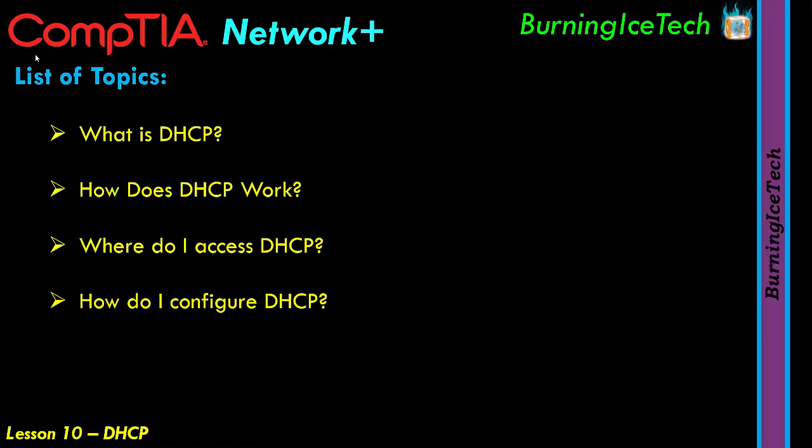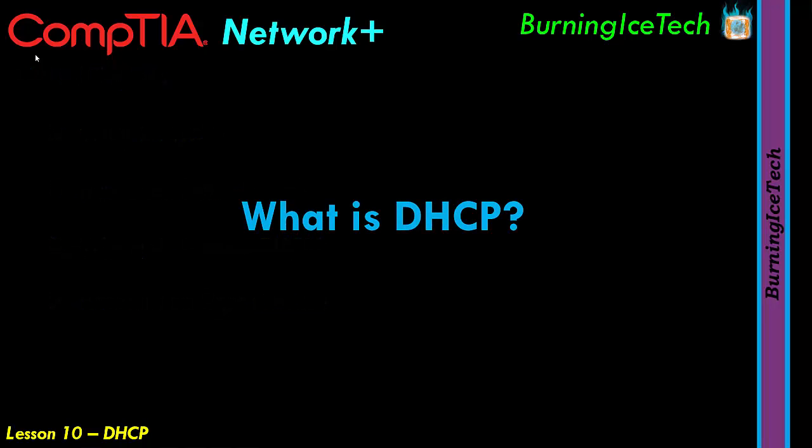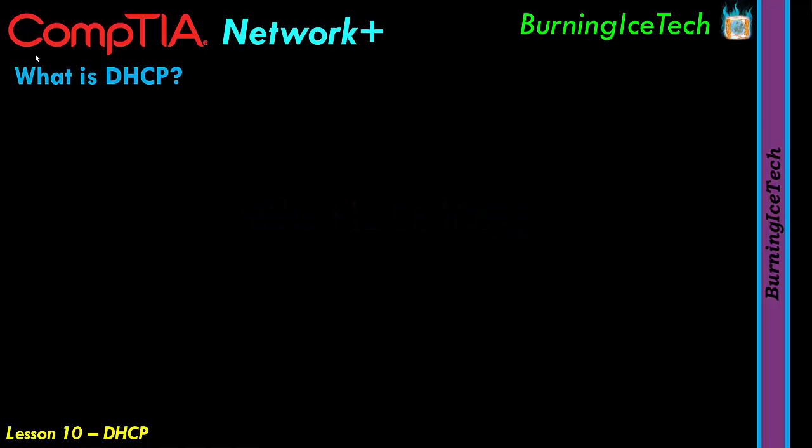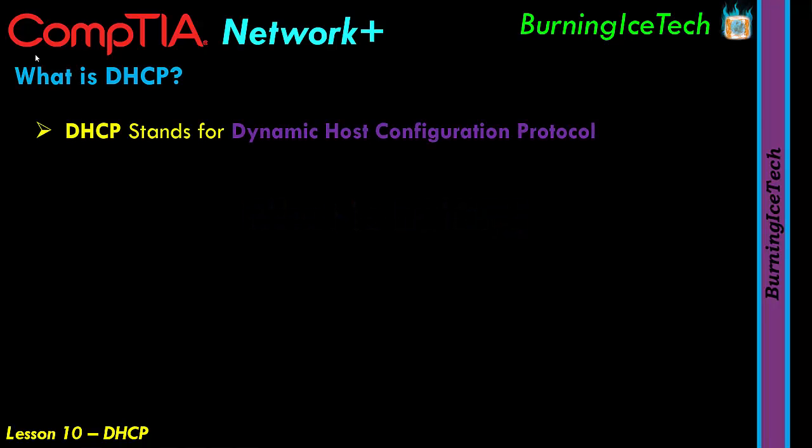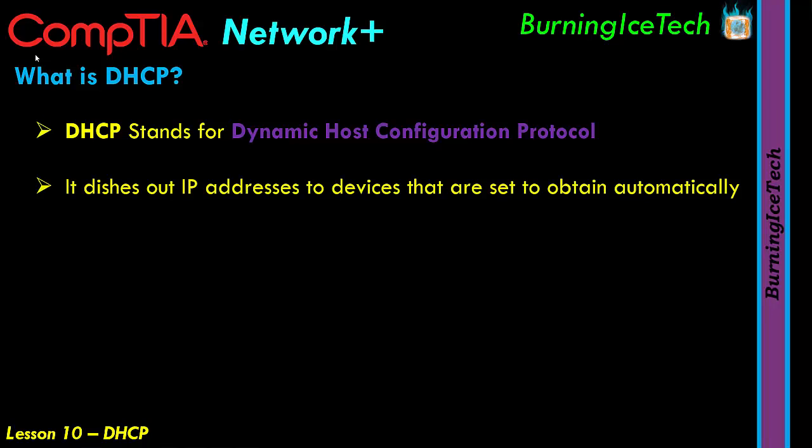The first topic is what is DHCP? First of all, DHCP stands for Dynamic Host Configuration Protocol. The DHCP's purpose is to basically dish out IP addresses to any devices on the network that are set on automatic, or dynamic, and that currently have no IP address.